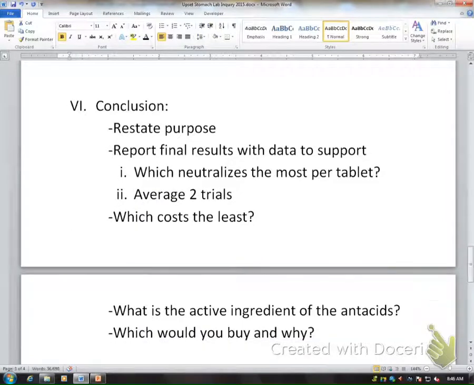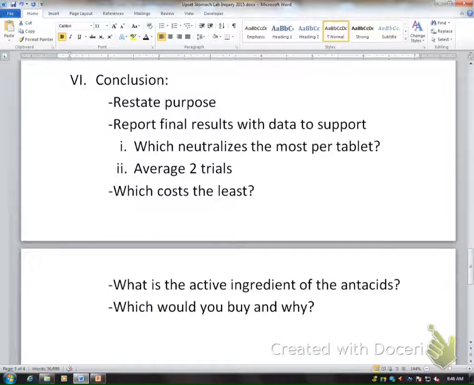Okay, so back to the conclusion again. Which neutralizes the most acid? Which is the most cost-effective? Also, I want you to look up, you can just Google or you can look on the containers themselves, what is the active ingredient of the antacid? Since we're comparing these 2 antacids, it's only fair to see if they contain the same active ingredient or if they do not contain the same active ingredient.